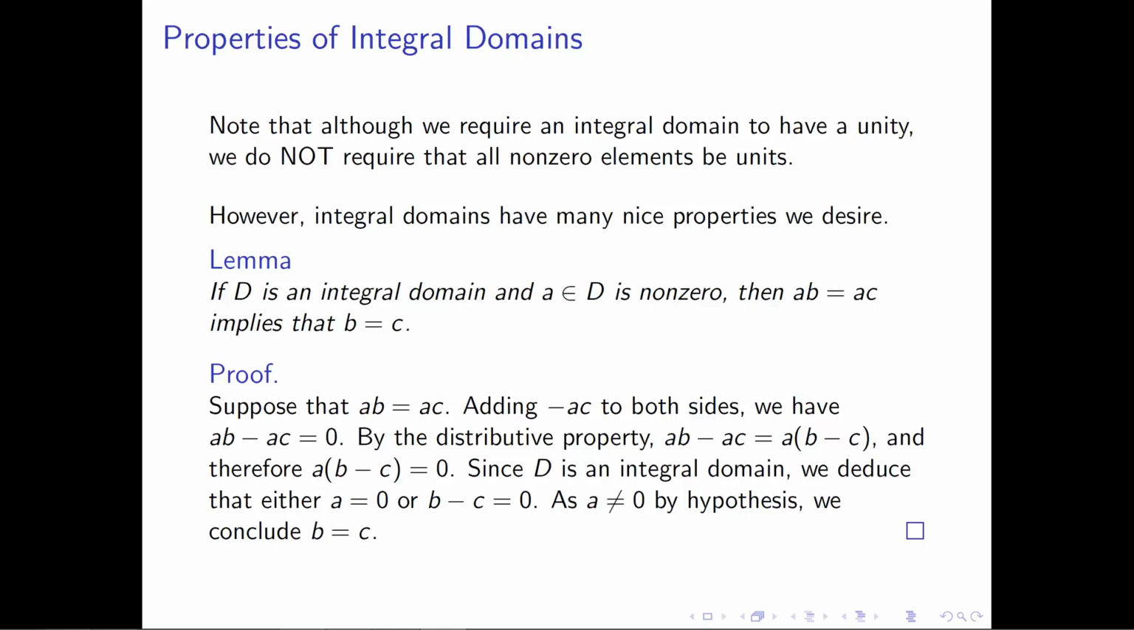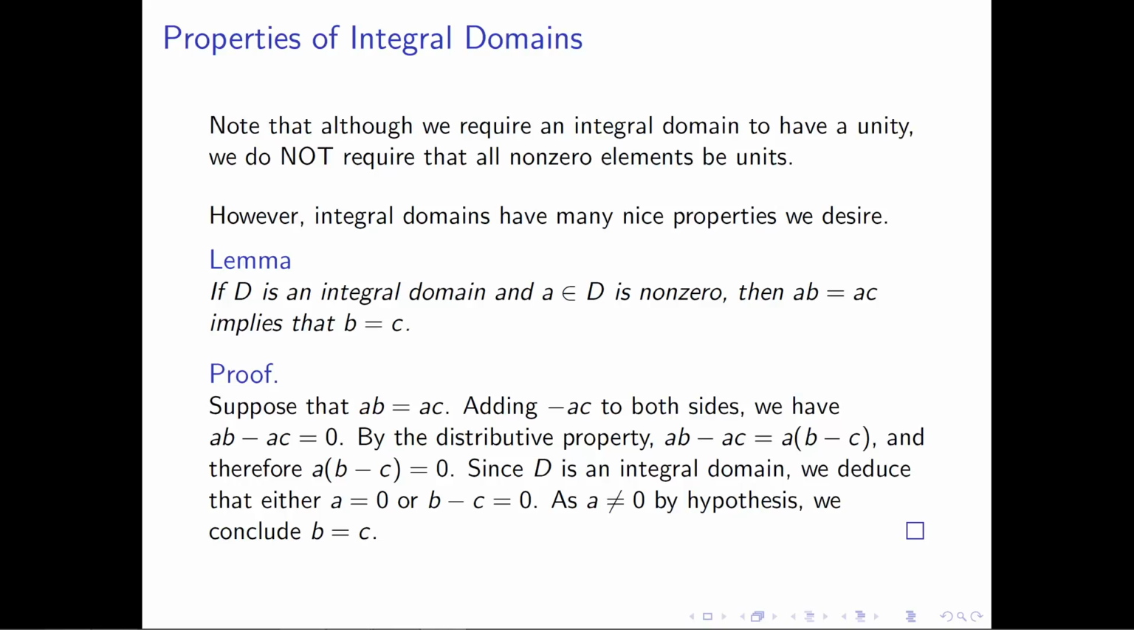So instead of multiplying both sides by a multiplicative inverse of A, which doesn't need to exist, what we're going to do is add the additive inverse of AC to both sides so that we end up with the equation AB minus AC is equal to 0. The next thing we want to do is use the distributive property in reverse. So we want to factor that A out of this equation. We have AB minus AC, and by the distributive property that's equal to A times (B minus C). And so what we have is that A times the quantity B minus C is equal to 0.